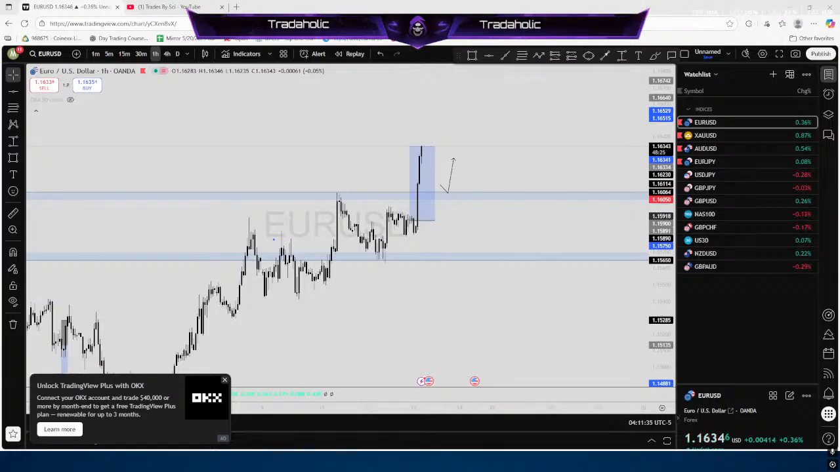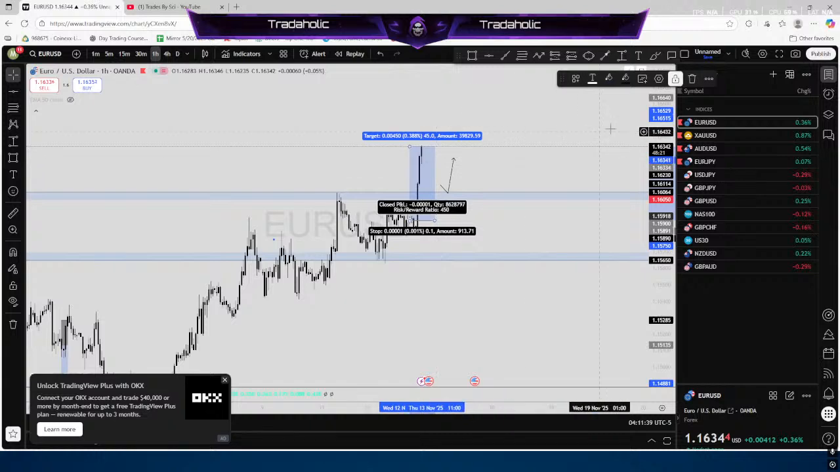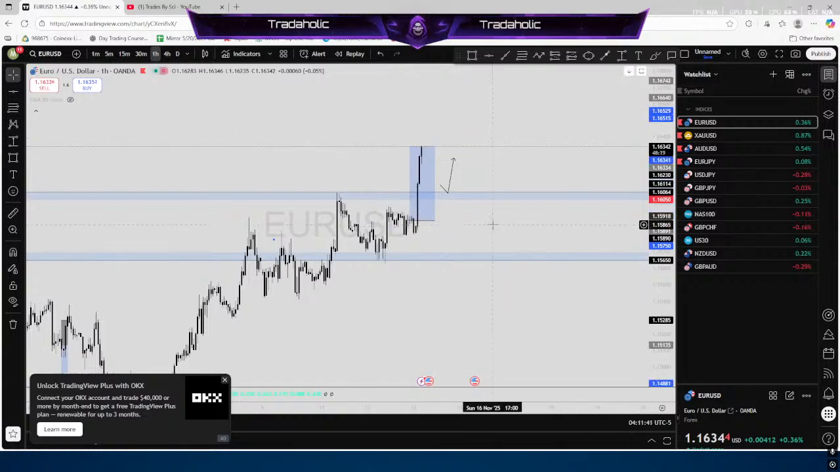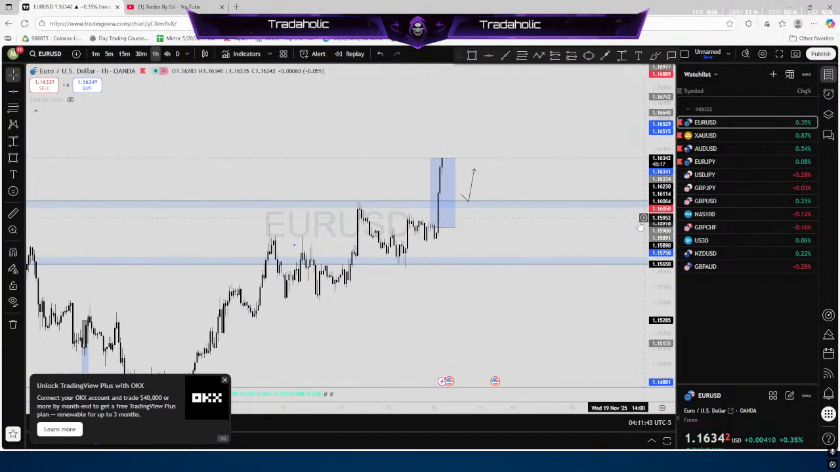I'm wrapping up here though. We just hit TP3. I just got filled out of this position. This was a good solid trade. Hit a 1 to 3 risk reward. Pretty nice. Your boy Trader Holiday. I'm wrapping this up here.